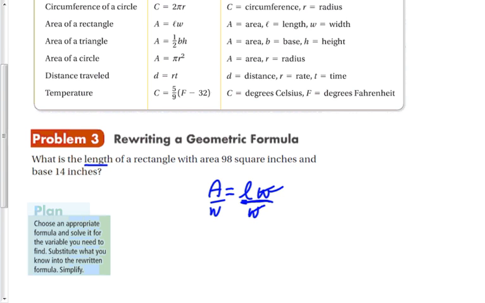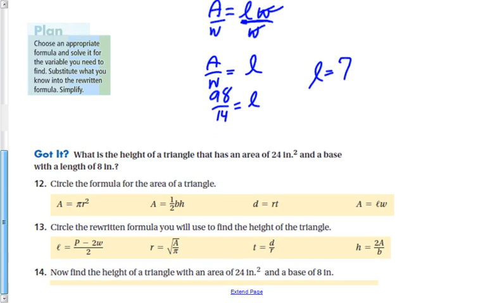That cancels those w's. And I now get the equation, the area divided by the width is equal to the length, which kind of makes sense. And now I can just substitute my area as 98. My width is 14, base and width are the same. And that's equal to my length, and then just simplify that. 98 divided by 14 is 7. So my length is 7. All right, you try that. Change the formula you need to find the variable you want.